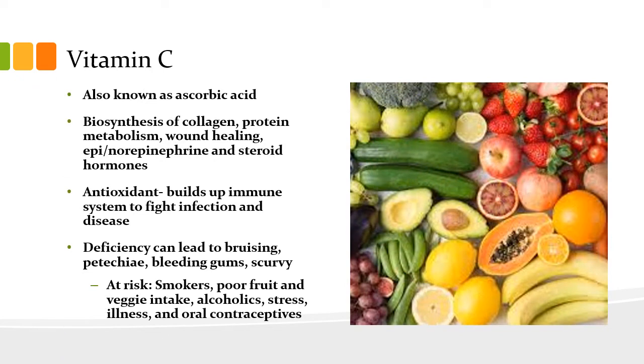Vitamin C is also known as ascorbic acid. Its roles include biosynthesis of collagen, protein metabolism, wound healing, epinephrines, and steroid hormones. It's an antioxidant, which means it builds up the immune system to fight infection and disease. A deficiency of vitamin C can lead to bruising, petechiae, bleeding gums, and scurvy.